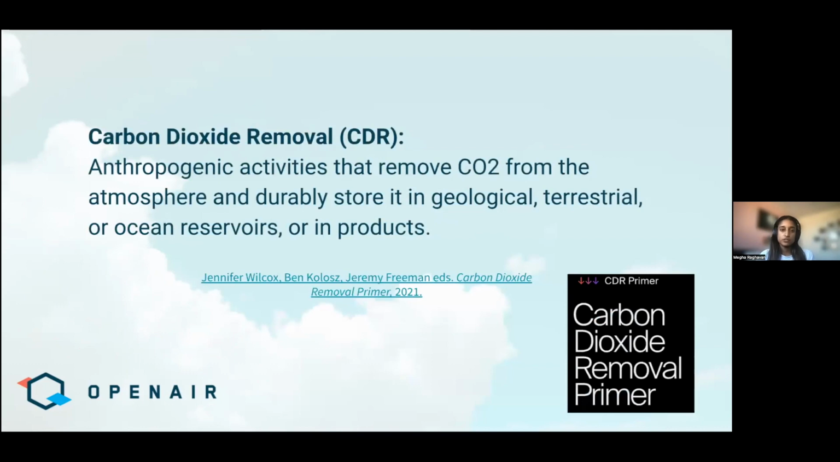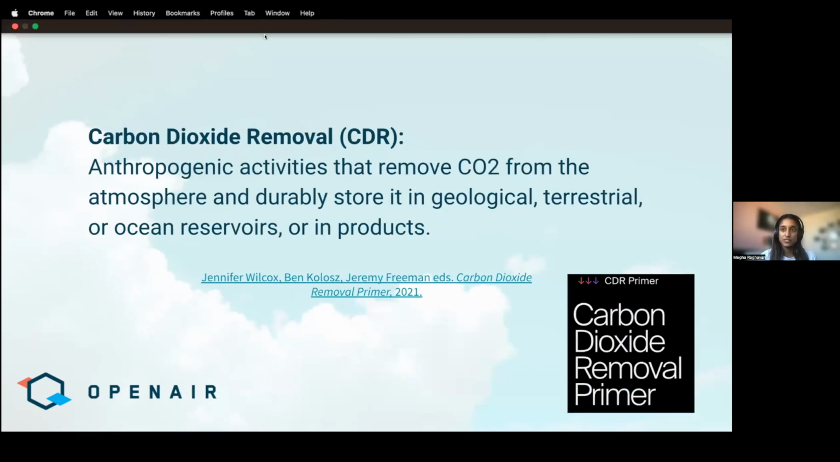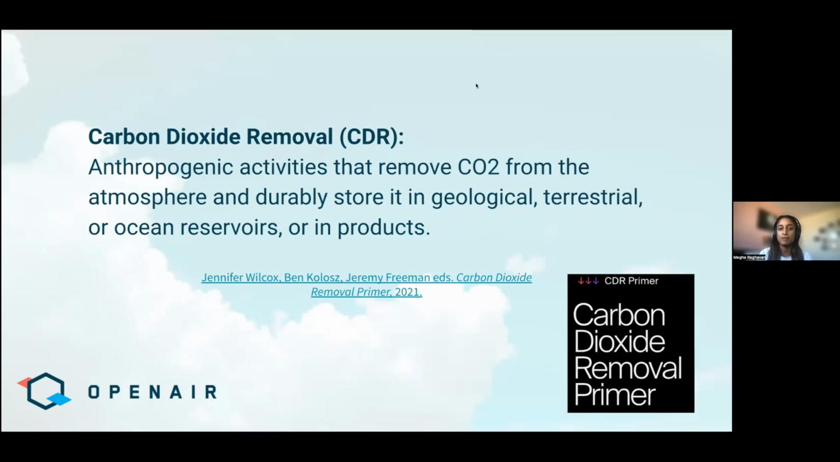Just in case anyone is new to CDR or carbon dioxide removal, we always like to start out with a definition to make sure everyone's on the same page and to avoid any conflation with things like CCUS or offsets or avoidance of emissions. When we talk about CDR, we mean any anthropogenic activity that removes carbon dioxide from the atmosphere and durably stores it in geological, terrestrial, or ocean reservoirs or in products. That definition comes from the CDR primer, which is a great resource you can find online. Chris will put that link in as well. It's a great place to get started if you are new to CDR or looking to learn about the different pathways and some of the issues around it.